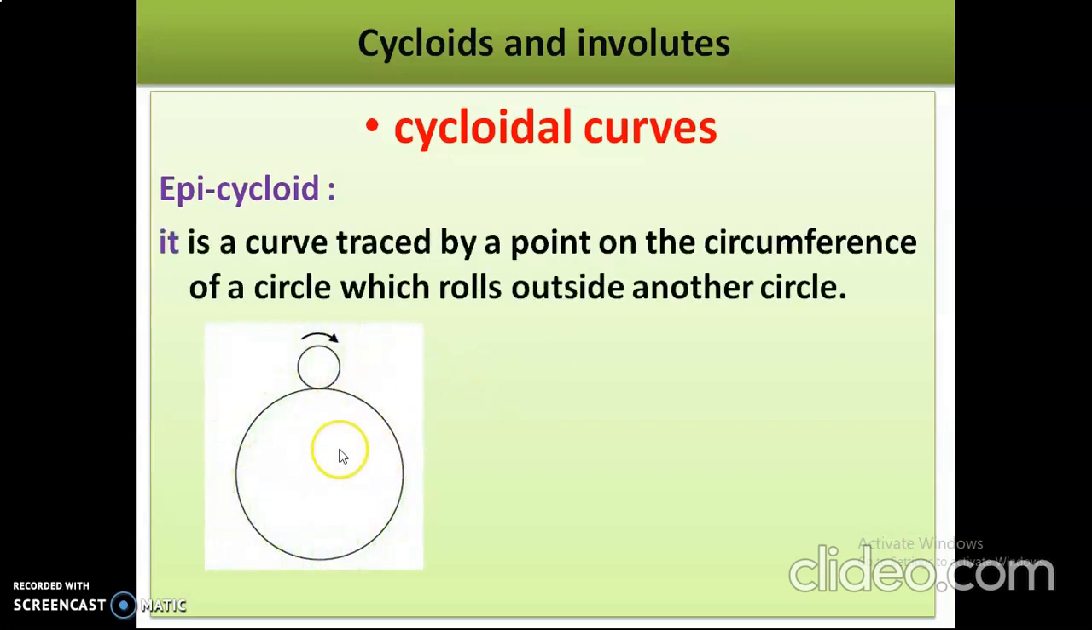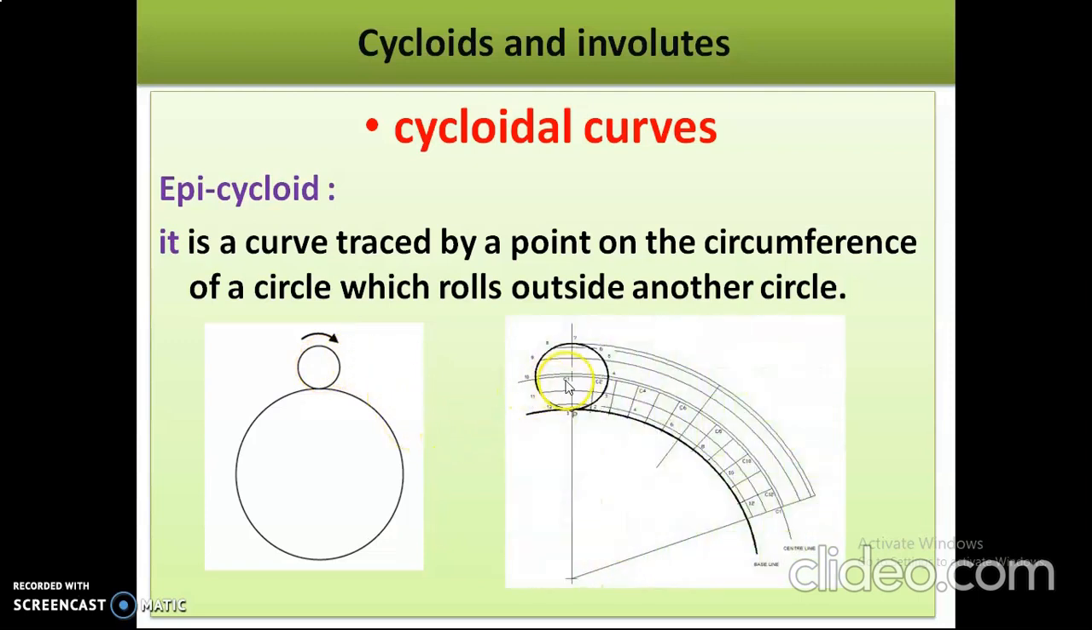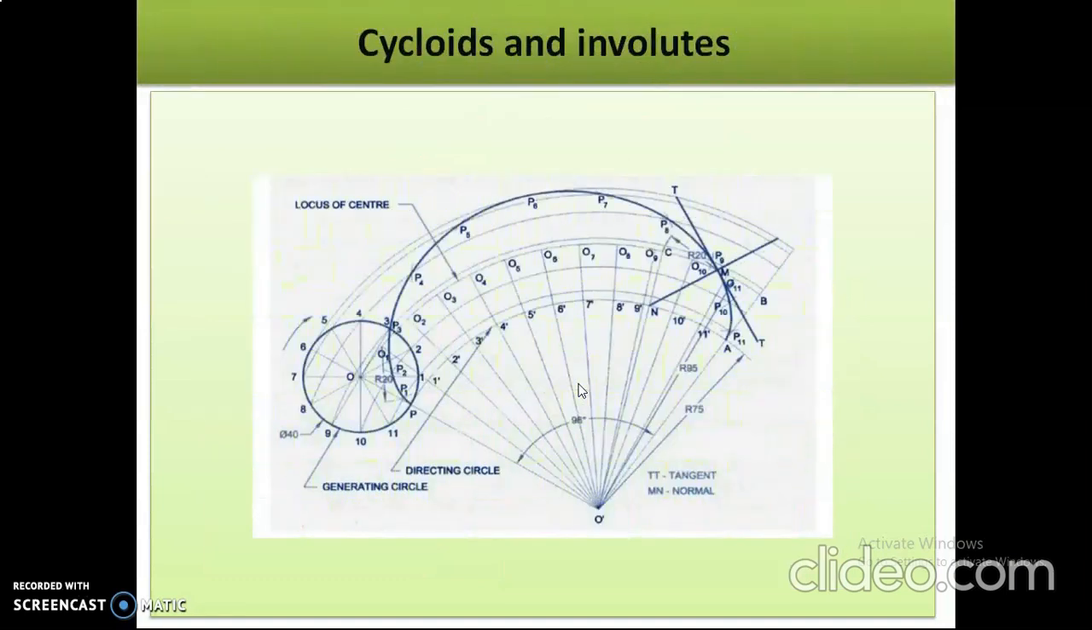Here this is a circular body, and on this circular body we have a small circle. This small circle is rolling on the other circle. One small circle is rolling on another circle, and then it forms one type of curve. That is called an epicycloid. So all of you see here how the epicycloid curve will form.